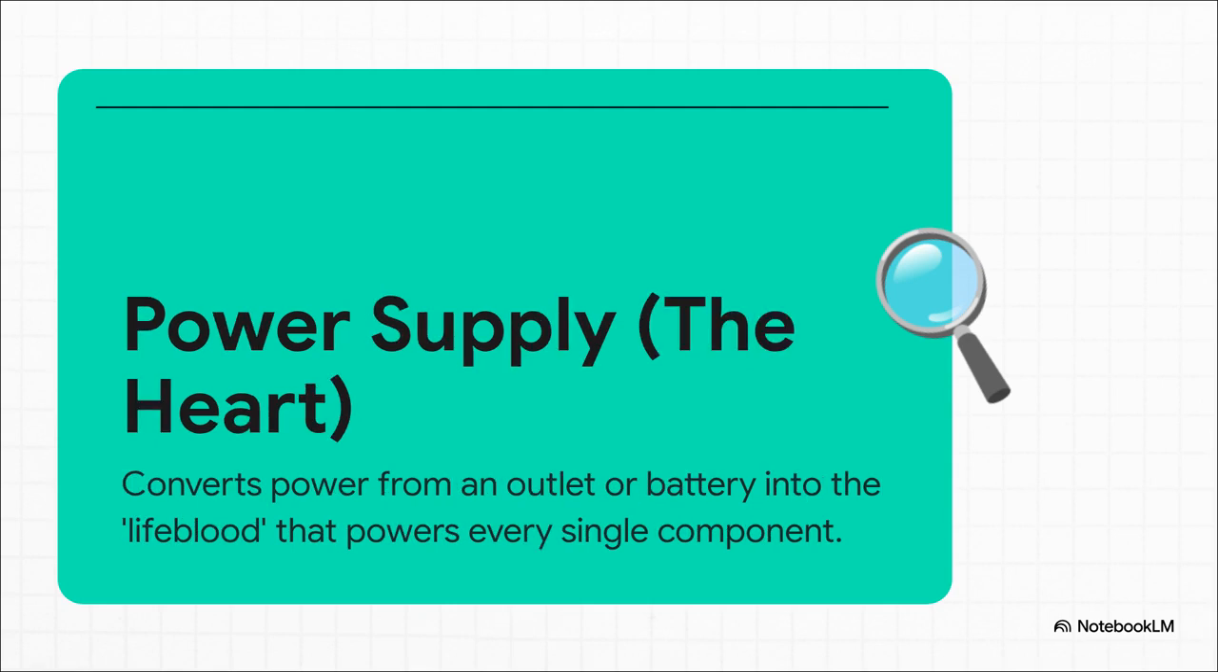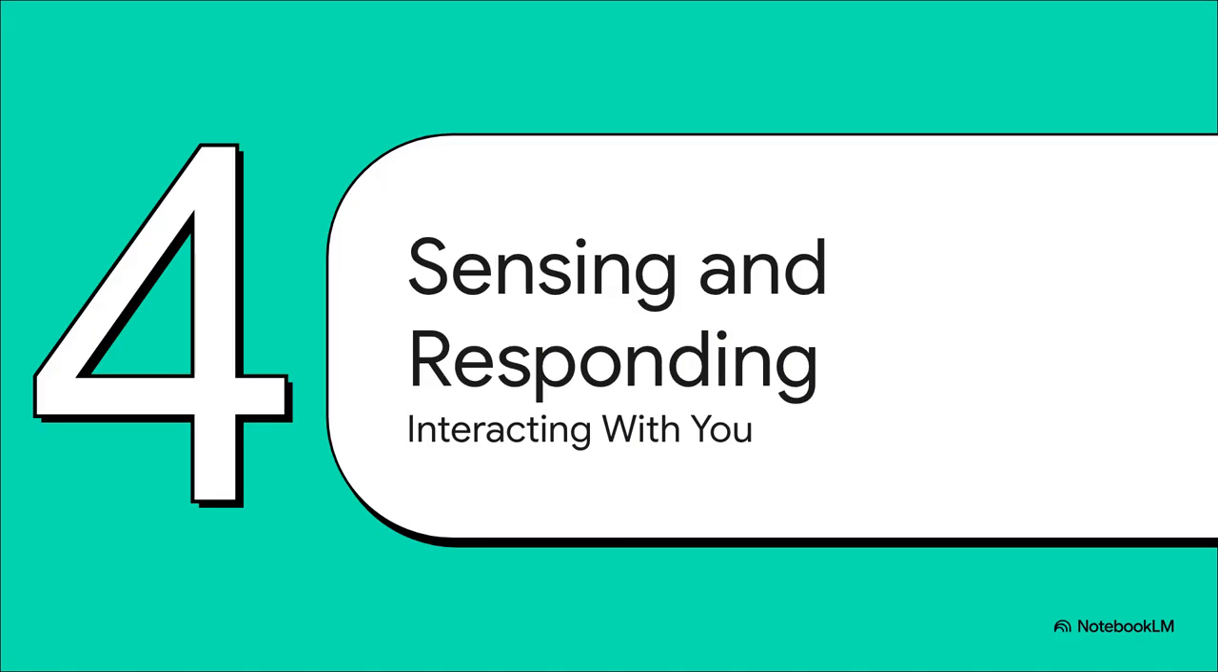And of course, nothing works without a pulse. The power supply, or the battery in a laptop, is the heart of your computer. It takes the electricity from your wall outlet and pumps that lifeblood out to every single component. Without it, the brain can't think, the nervous system can't send signals, it's just that fundamental. Okay, we've covered the internal organs, the very core of the machine. But how does this system actually interact with us and the world around it?